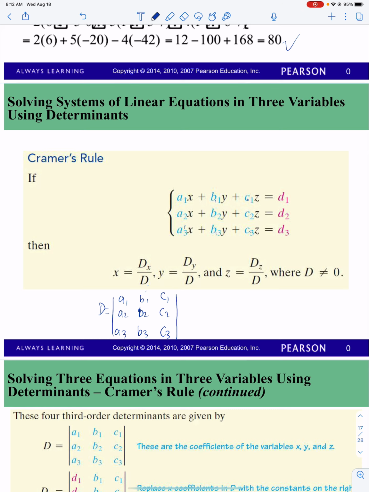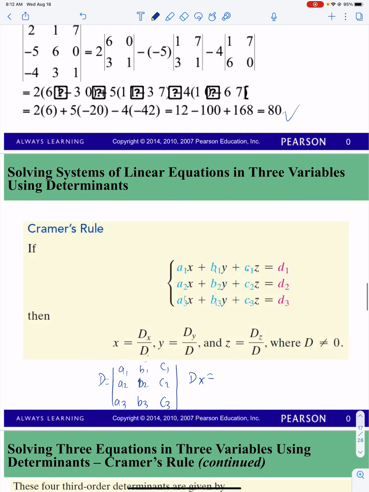Are you with me? What do you think will be Dx? Do you remember the rule? All the A1, A2, A3 is replaced by D1, D2, D3. Yeah, so you keep the location: D1, D2, D3, B1, B2, B3, C1, C2, C3. What will be Dy?